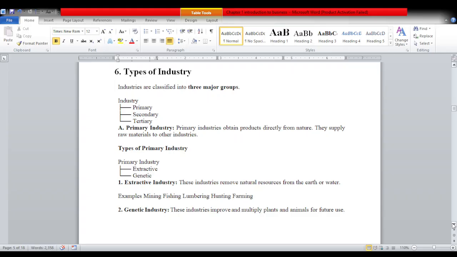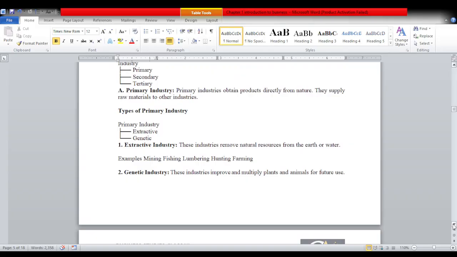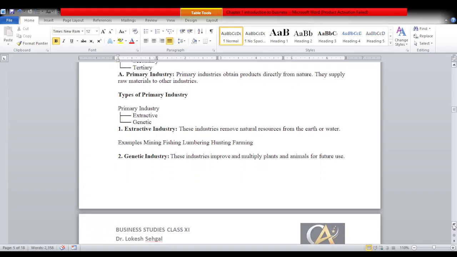Primary industries obtain products directly from nature. They supply raw material to the other industries. Primary industries might be extractive and genetic. Extractive industries remove natural resources from the earth or water. They are engaged in mining, fishing, lumbering, hunting, or farming. So this is the extractive industry. Genetic industries are also part of primary industries.